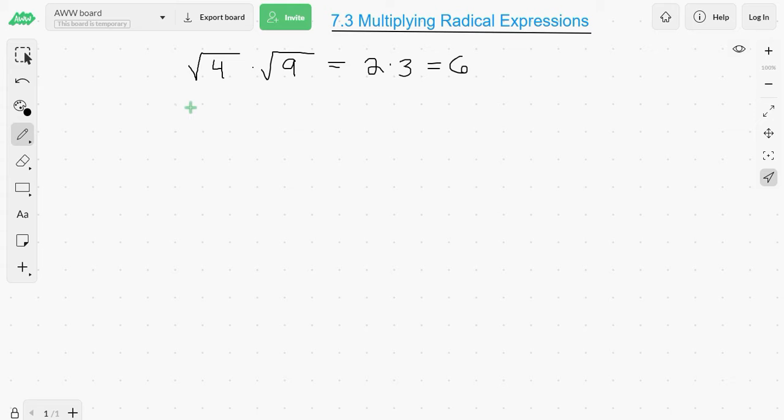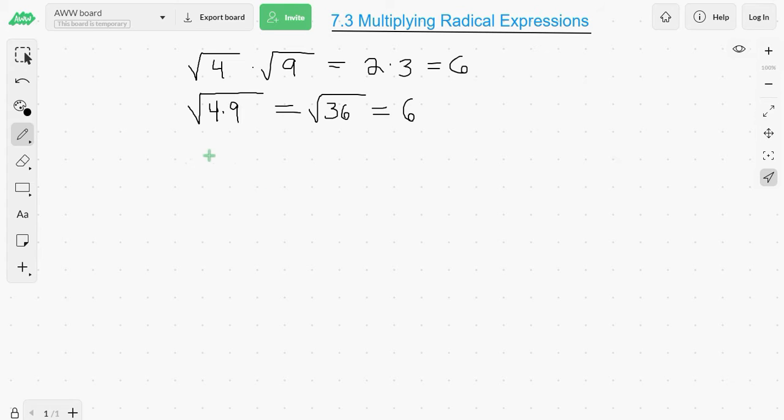Now let's also look at the following. Let's take a look at the square root of 4 times 9. Well, the square root of 4 times 9, all under that radical, we would get the square root of 36, which also turns out to be 6. So this actually leads into a more general property.